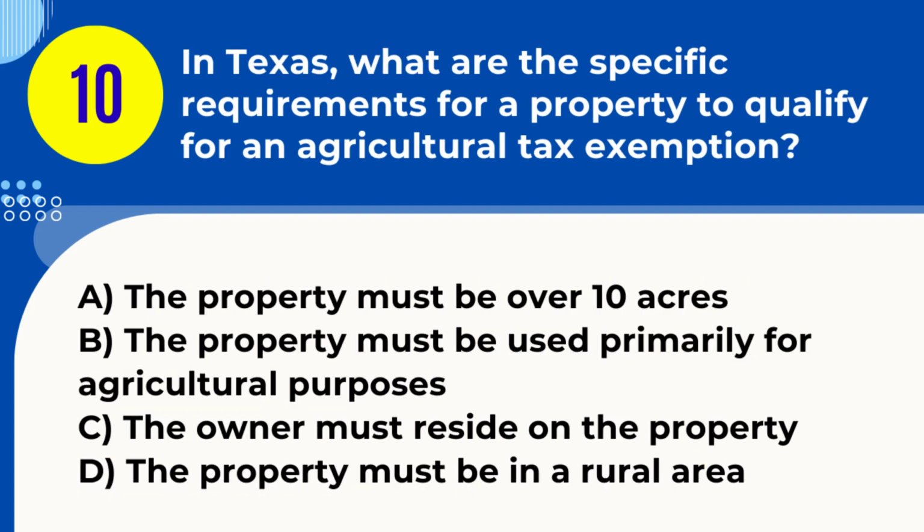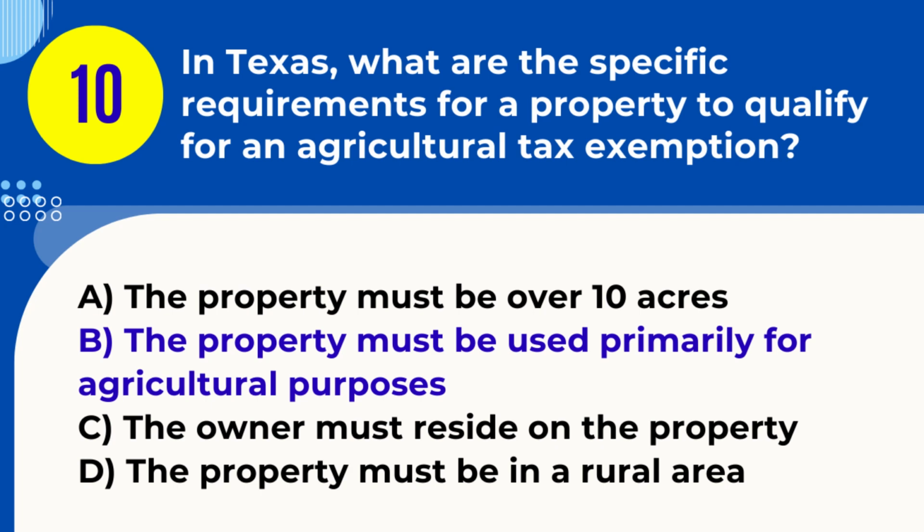Question 10. In Texas, what are the specific requirements for a property to qualify for an agricultural tax exemption? A. The property must be over 10 acres. B. The property must be used primarily for agricultural purposes. C. The owner must reside on the property. D. The property must be in a rural area. Answer. B. The property must be used primarily for agricultural purposes.